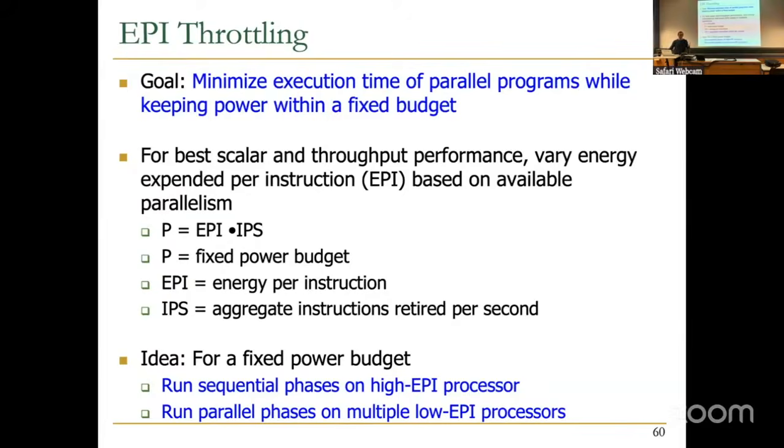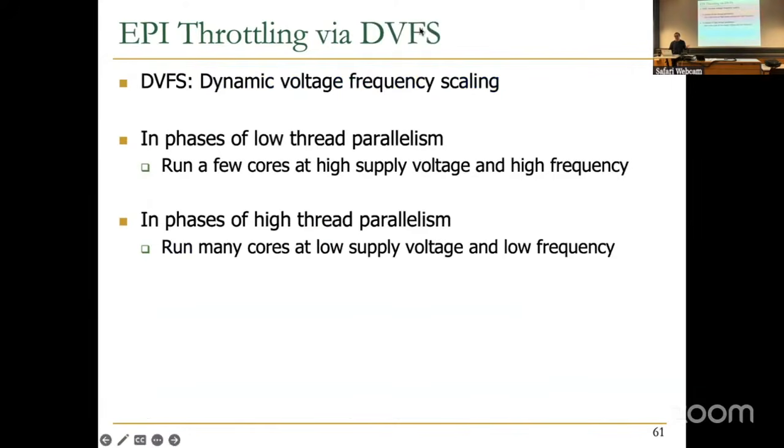But there could be other ways of modulating the energy per instruction, and that is through DVFS, for example, dynamic voltage and frequency scaling. In a phase of low thread parallelism, you can run a few cores at high supply voltage and frequency. And in the extreme case, where one thread exists, you run one core at the highest supply voltage and highest possible frequency within the power budget and thermal budget. In a phase of high thread parallelism, you run many cores at low supply voltage and low frequency. Okay, so there are other ways of modulating things, which is also interesting.